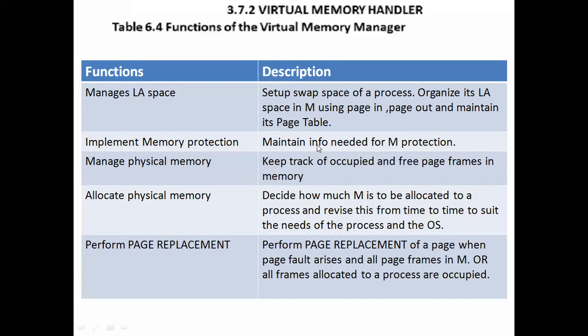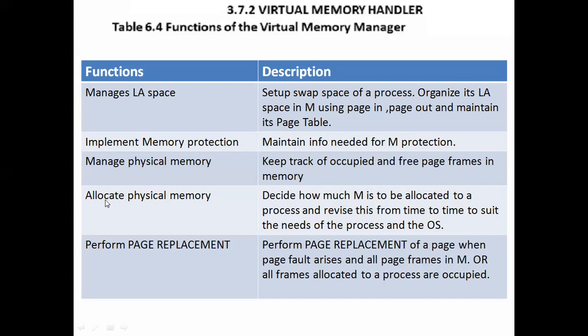Then implementation of memory protection: maintain the required information needed for memory protection. So we can have the protection of a page against writing or reading of a page, etc. Then managing physical memory means to keep track of occupied and free page frames in the memory. We need to have an idea regarding the availability of free frames in the whole bunch of frames of the physical memory: how many frames have been occupied, or how many frames are still empty, etc. Those information will be managed with respect to the physical memory.